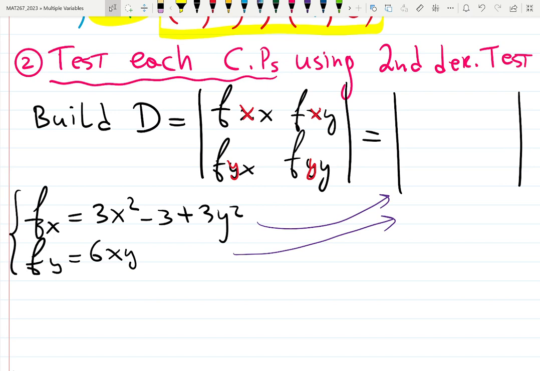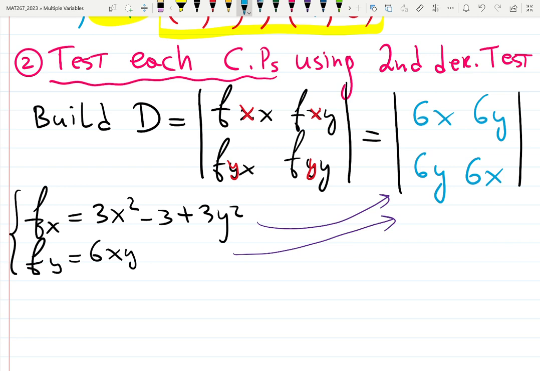Okay, did you finish the table by yourself? Oh, good job. Let's do it. fxx, tell me fast. fxx is 6x. fyy, 6x. I like to do those first, but you don't have to, it doesn't matter. fxy, 6y, and fyx. Those are the same. They should be the same for continuous functions.